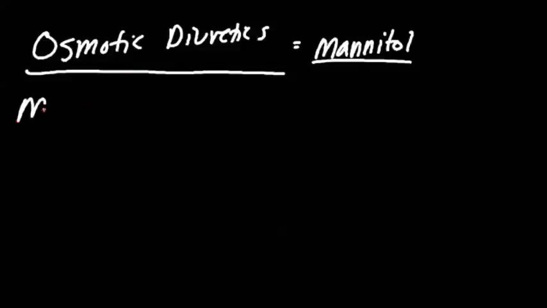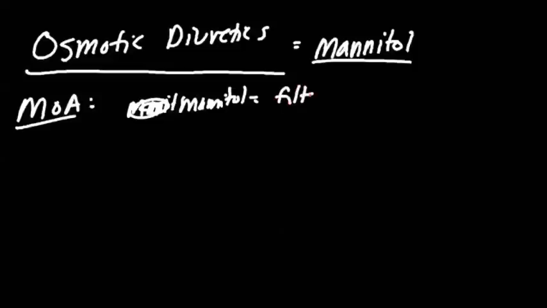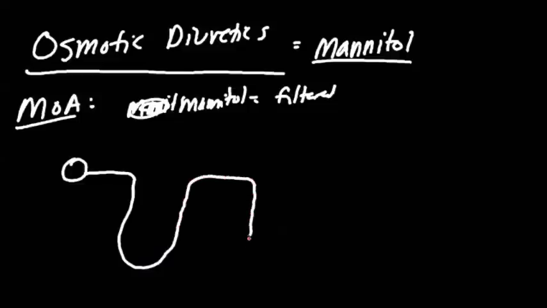So how does it work? Let's talk about its mechanism of action. Well, the mechanism of action is that it's going to be filtered by the glomerulus. So we have our glomerular filtration rate. Mannitol, there are two N's, will be filtered. So we've got our glomerulus, here's our proximal, here's our descending loop of Henle, ascending, DCT, and collecting duct. So this is the proximal tubule, distal tubule, collecting duct. This is our glomerulus. Mannitol will be filtered. It can pass through the glomerulus.